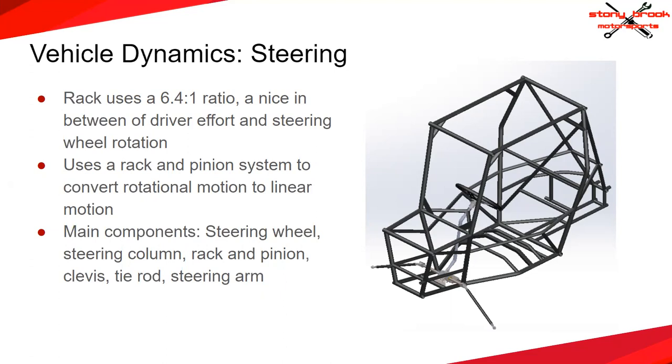I also have pictures in the later slides so you can see more of what I'm talking about. First you have the steering wheel, which the driver turns, which rotates the steering column, and that turns the pinion in the rack and pinion set. The rack and pinion we used to purchase from Stiletto, but we recently started making it ourselves. The ratio that we use is 6.4 to 1.